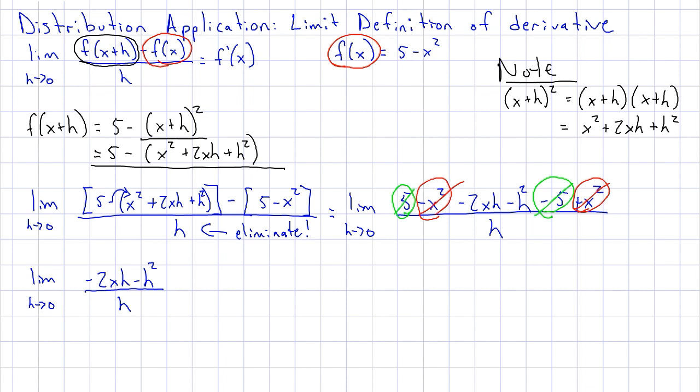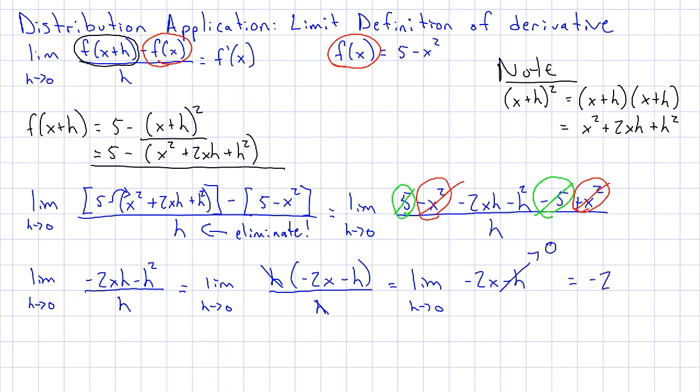So what I need to do is cancel. I need to eliminate that h in the denominator. So I will factor an h out of the numerator. So I'll have h times negative 2x minus h over h. I am in business now, because now I have multiplied by h divided by h. So that's taking a step forward and taking a step backward. So those can be canceled. And now I'm just taking the limit as h approaches 0 of negative 2x minus h. So as h goes to 0, this is equal to negative 2x.